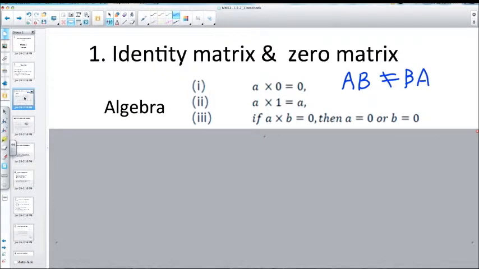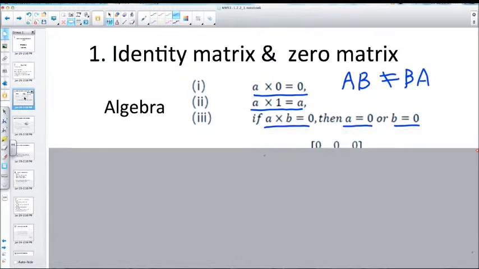So today we're going to first observe some algebraic properties. For example, A, whatever number, times 0, you still get 0. And A times 1, you still get A. And the third property: if A times B equals 0, then either A equals 0 or B equals 0. So we're going to see if these properties are all true.